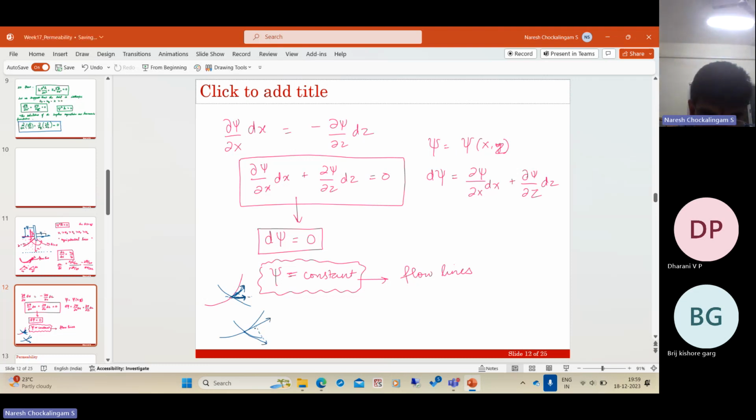So if this has a component along the equipotential line, it means the head is not changing, but you have velocity in this direction. So therefore, these two are orthogonal. That can be proved in a more rigorous mathematical way, but this is basically it.